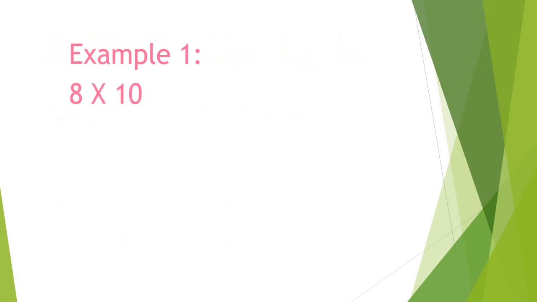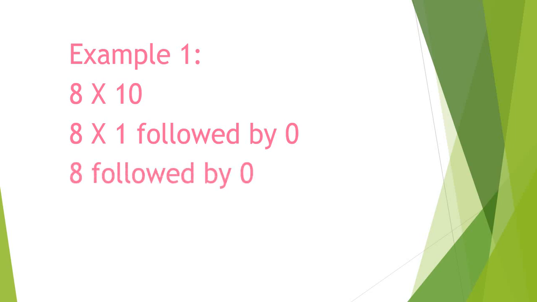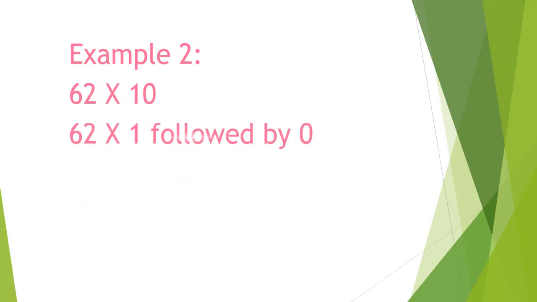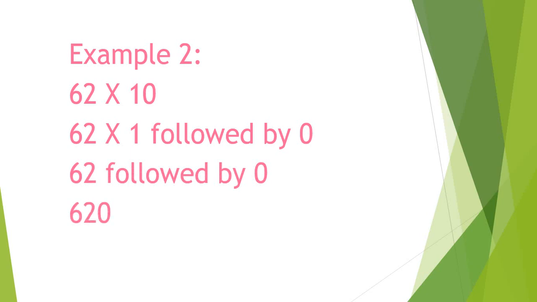Here we are multiplying 8 and 10. 8 tens are, it means 8 multiply 1 followed by 0. So 8 ones is 8 and it is followed by 0. So it becomes 80. Second example. 62 multiply 10 means 62 multiply 1 followed by 0. 62 ones is 62 and it is followed by 0. So the answer is 62 0 means 620.